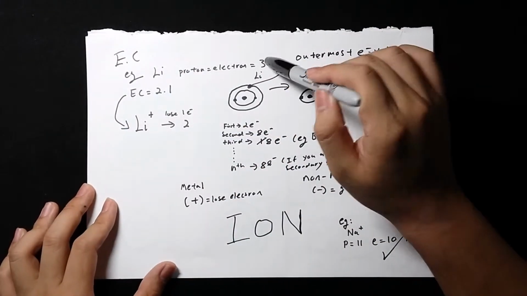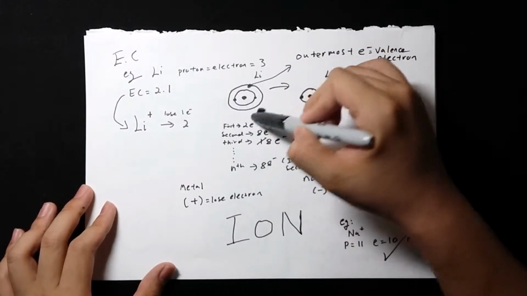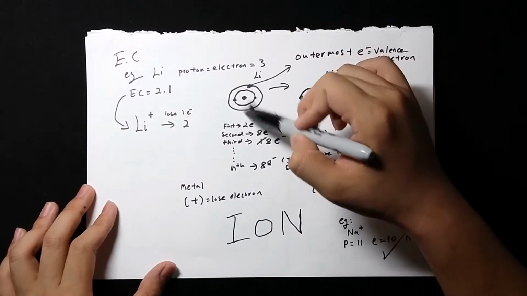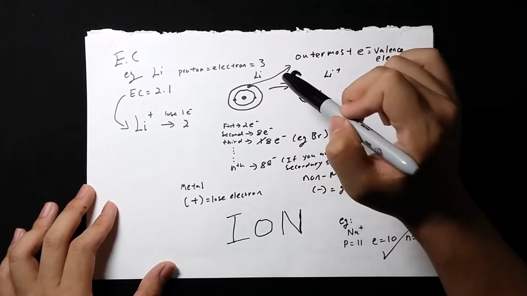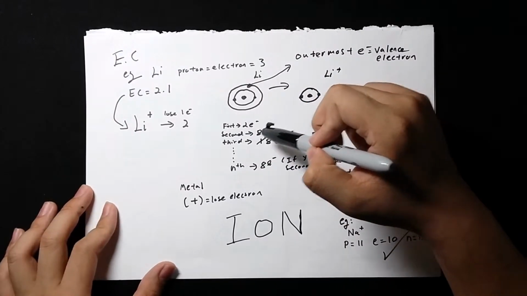So you have 3, then the configuration will be 2.1. Remember, the first shell can only hold a maximum of 2 electrons. So if you have 3, you have to fill up 2 first, and you're left with 1 to put on the second shell. The second shell can hold up to 8 electrons. The third shell can hold up to 18 electrons.